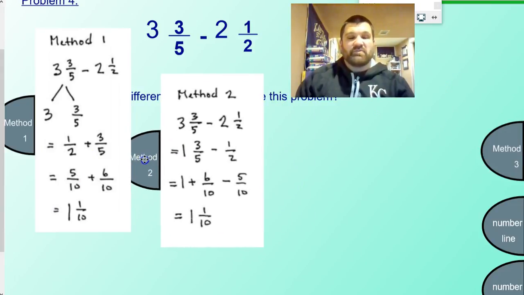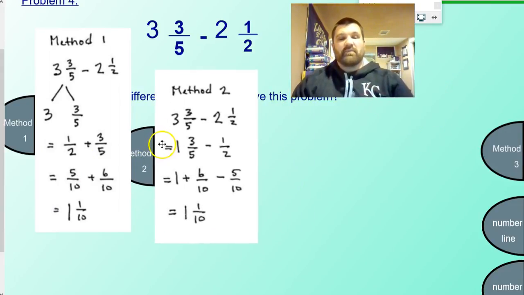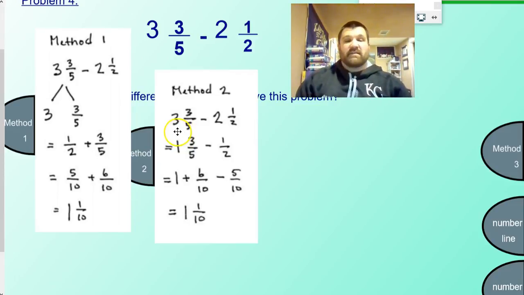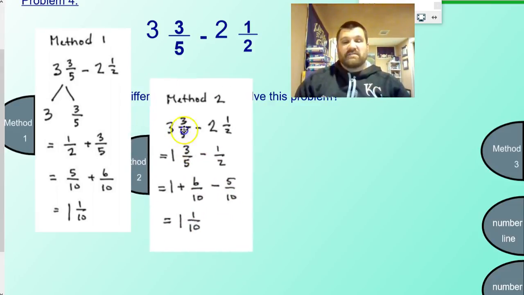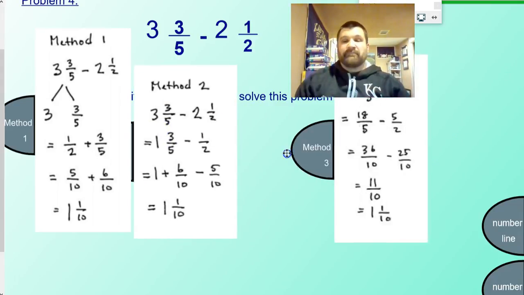Okay. Method number 2. Go ahead and just subtract the whole, so you do what is already similar, and the whole is a whole no matter where it's at or what it looks like, right? So 3 minus 2 is 1, and then you're left with 3/5 minus 1/2. Well, now again, you do the denominators, make them equal, and you're left with 1 1/10. Again, this is probably the easiest one to me.